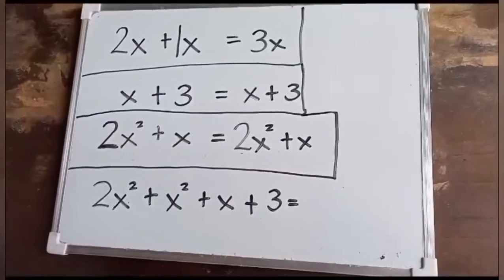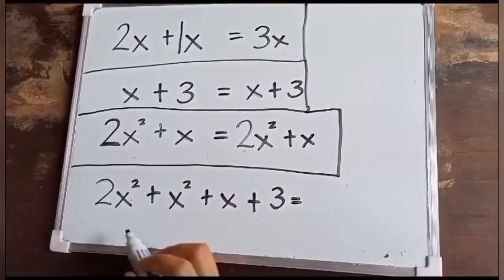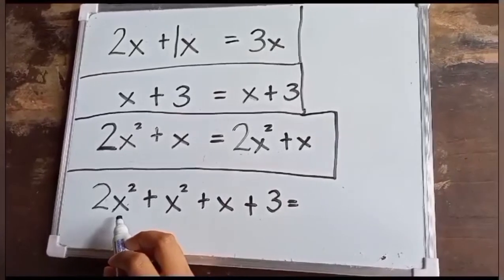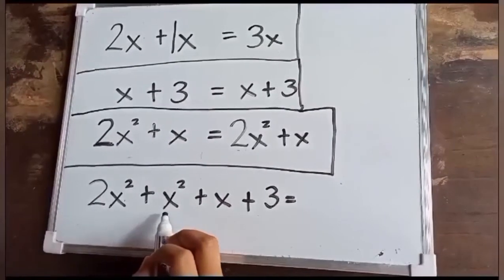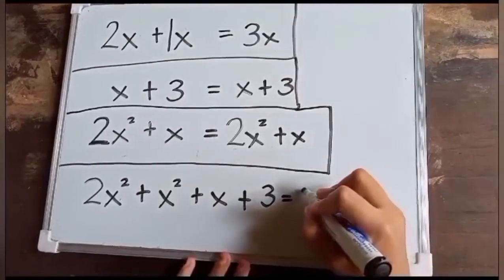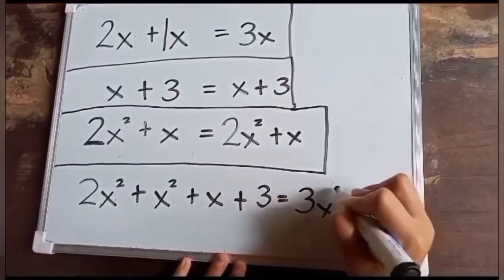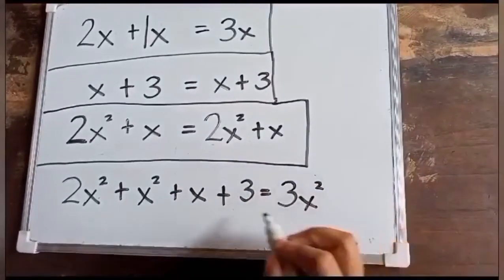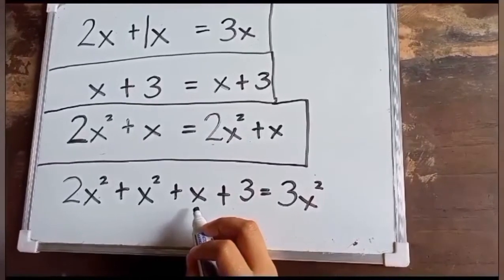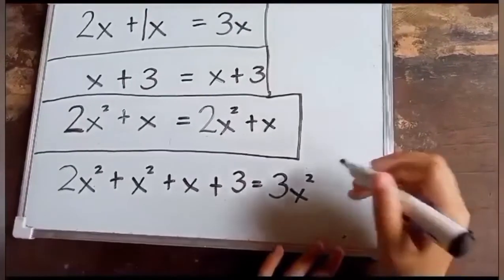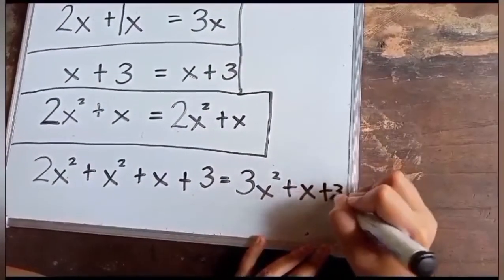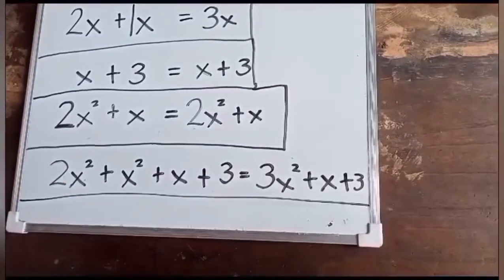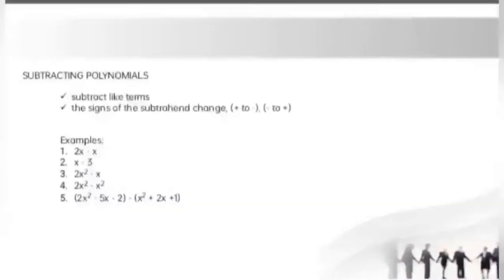And here's the last example. We have here 2x squared plus x squared plus x plus 3. We can see that there are like terms, which are the x squared terms. So we have to add the two like terms. 2x squared plus x squared is equal to 3x squared. Then, since there are no other like terms, we just have to copy x and the 3. So the answer will be 3x squared plus x plus 3. Now you know how to add polynomials.